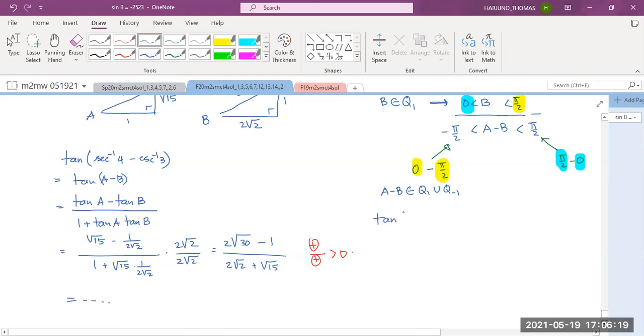Since tangent of A minus B is positive, then A minus B must be either in quadrant 1 or quadrant 3. So from the two points of view, A minus B must be in quadrant 1.